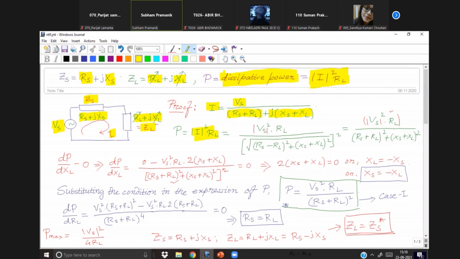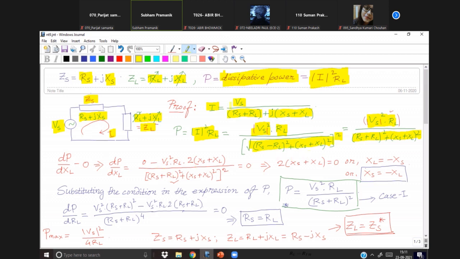Mod I, you see the first expression of I. If you take the mod of that, then mod Vs divided by root over Rs plus RL square plus Xs plus XL square, up to this. And as you are seeing mod I square, we square it, giving mod Vs square multiplied by RL. So after simplification, we get this. Mod V square can simply be written as V square, divided by the denominator as in the previous step.